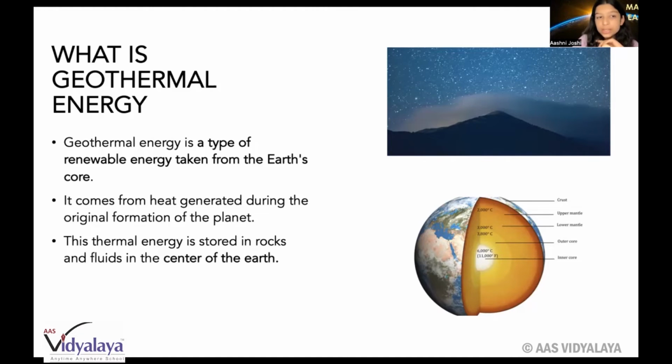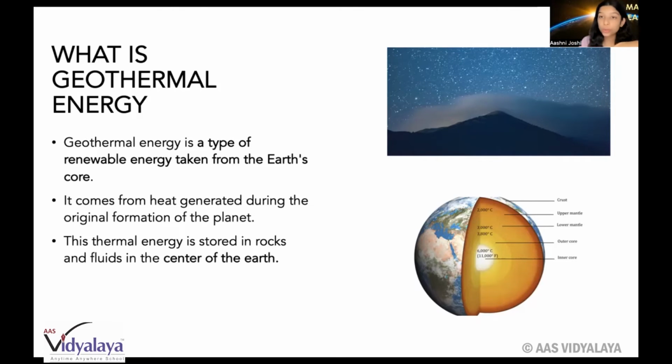Geothermal energy is a type of renewable energy taken from the Earth's core. So you might ask, what is the Earth's core? How can we get energy from that? So basically, if you look at this picture on your right, where my cursor is, if you take the Earth and you peel it like an onion, and you take it as layers, then the uppermost layer is the crust, where we are, me and you, we're on the crust, we're on the uppermost part of Earth. Then we get the upper mantle, then the lower mantle, then the outer core, and the inner core.